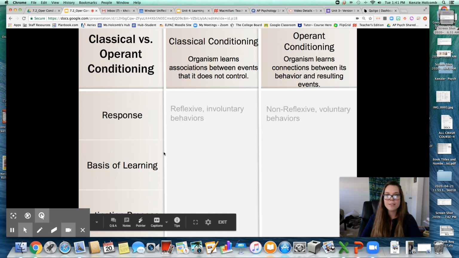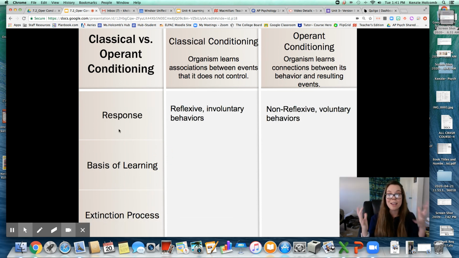All right, so let's look at the response. When we think of the response, classical is reflexive, very involuntary. It's like a reflex. When I smell fire, I don't choose to think about the Tubbs fire. It just happens. It's automatic, it's involuntary, right?